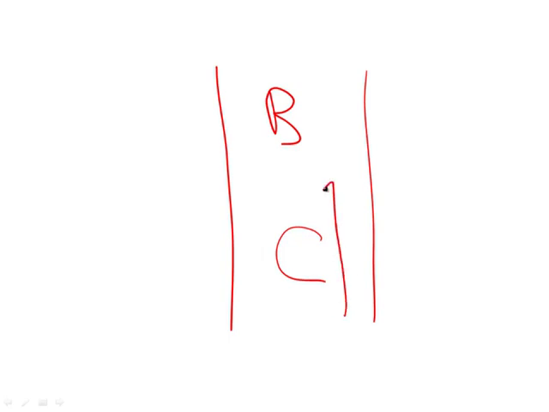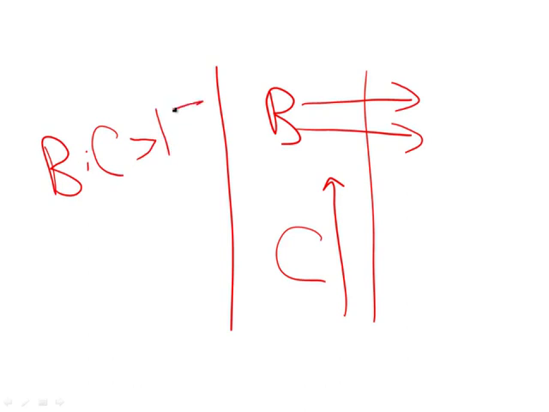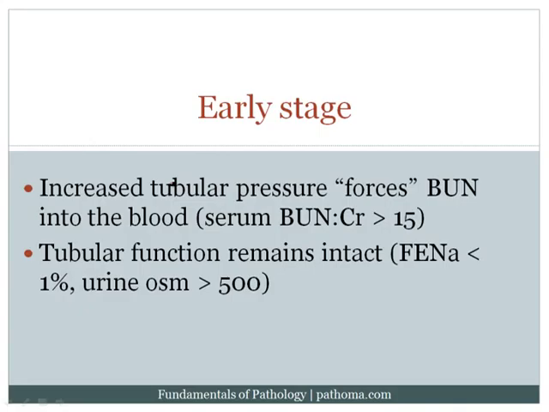Again, let's illustrate this. Here's the tubule, and you're normally filtering both BUN and creatinine into the filtrate. Now, because there's going to be a back pressure coming from the obstruction, this back pressure will force additional BUN out into the blood. And so the BUN to creatinine ratio in the blood will now be greater than 15. At the same time, it's important to note that the tubular function remains intact during the early stage of post-renal azotemia.